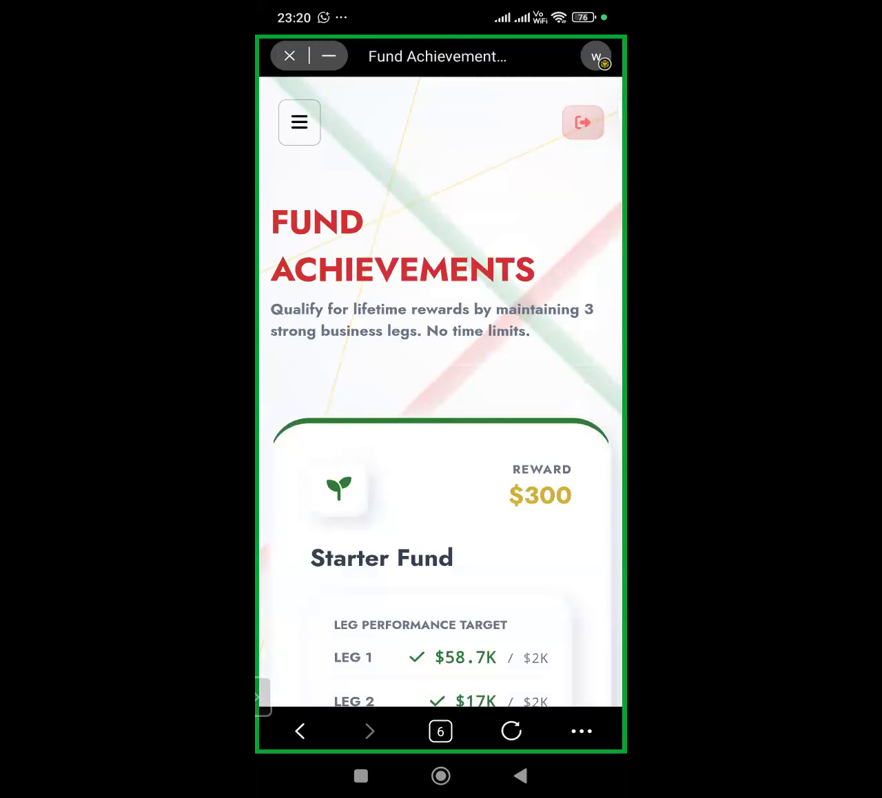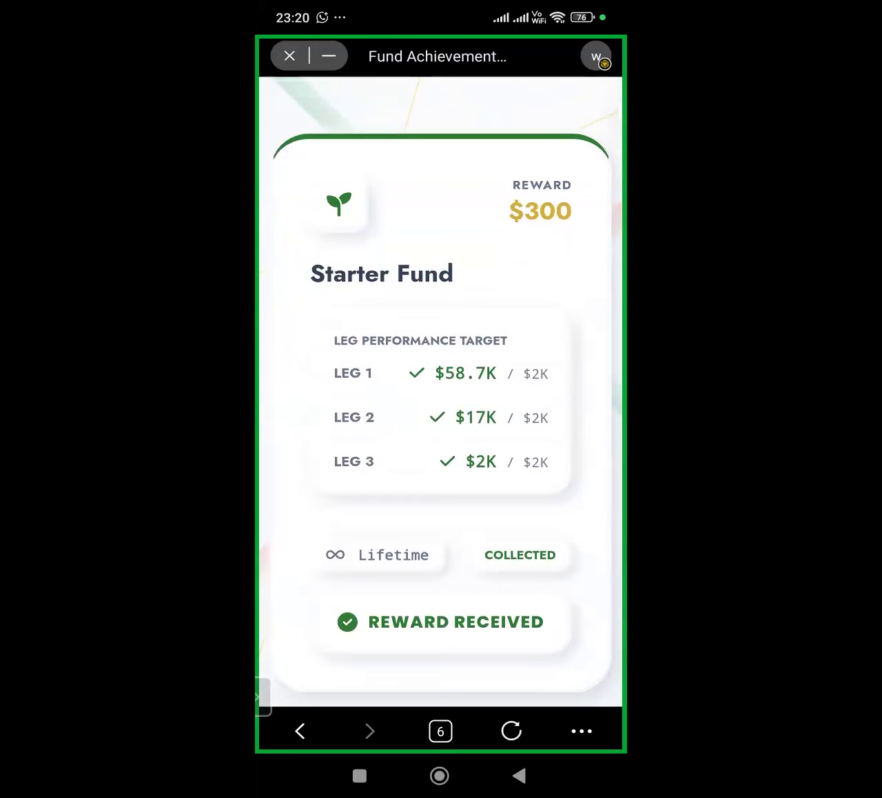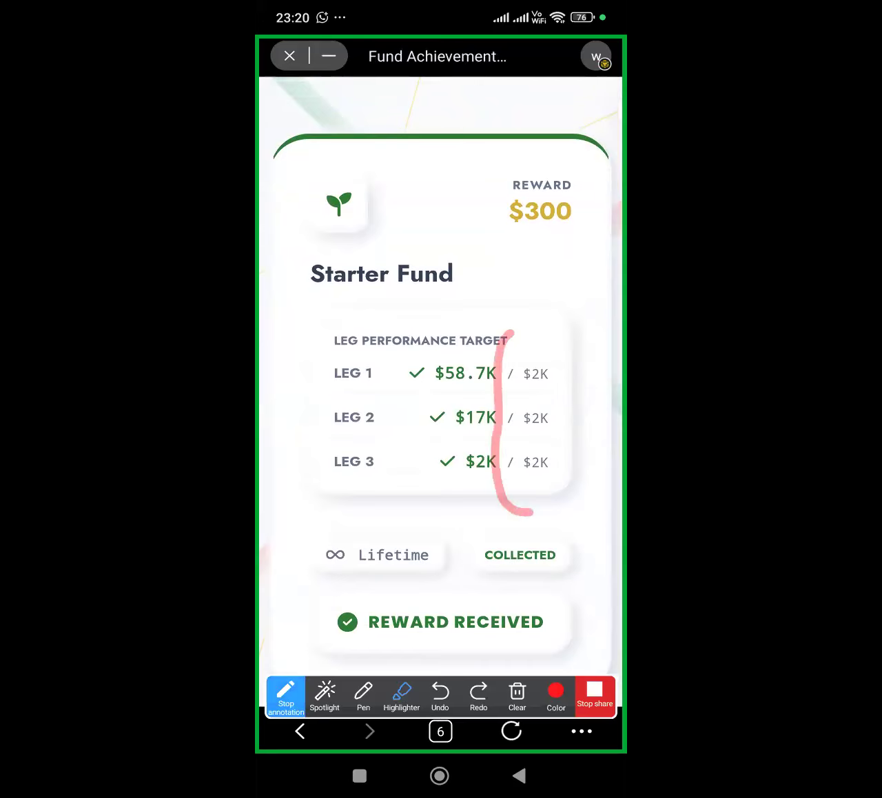So there is a fund achievement income here. You can see here there is a fund achievement income. Suppose you are a good leader, you are working hard. You perform this task, you can achieve this reward immediately that you can claim and you can withdraw.